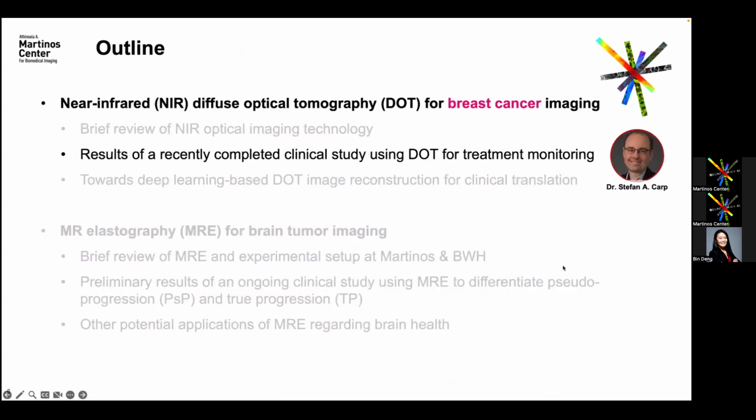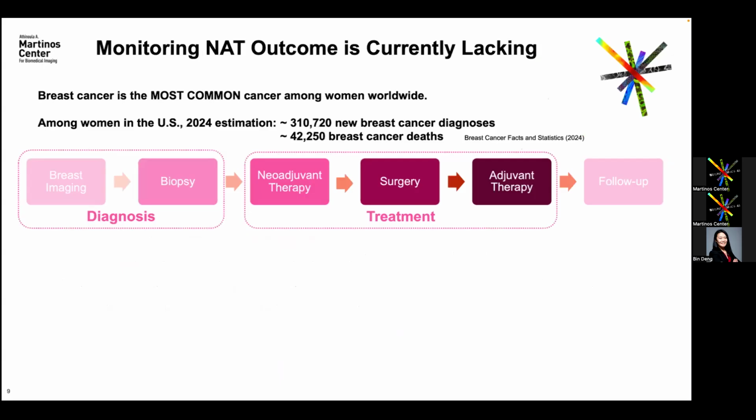In the last several years, Stefan and I have been looking into whether we can use diffuse optical tomography to monitor the response of breast tumors to treatment. As you all know, breast cancer is the most common cancer among women worldwide. And every year, because of the accessibility of screening technology, more and more women are diagnosed with breast cancer at an early stage. This gives a better opportunity to fully overcome this disease and have better survival rates.